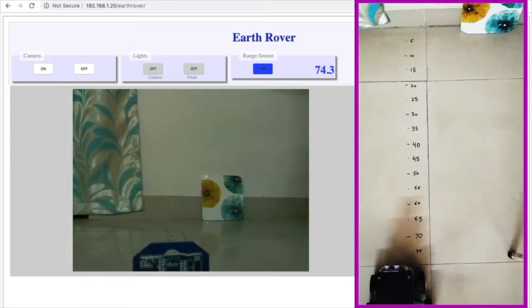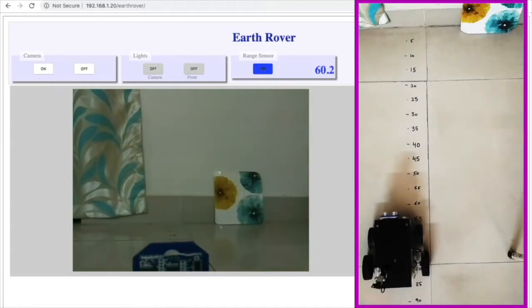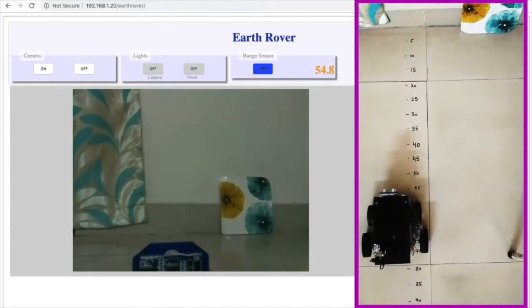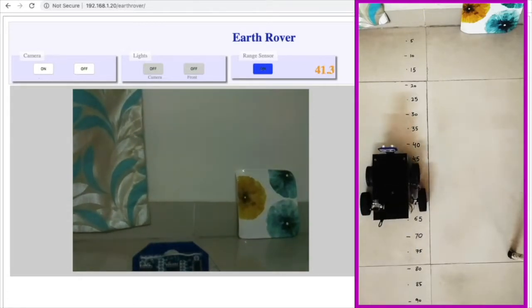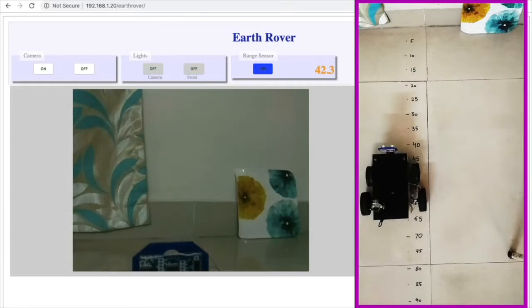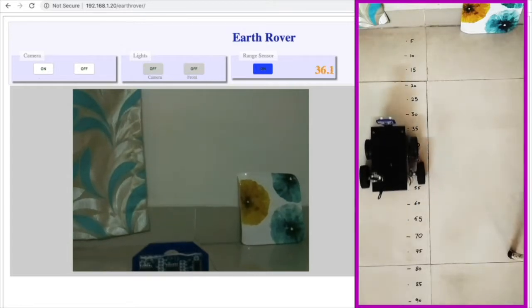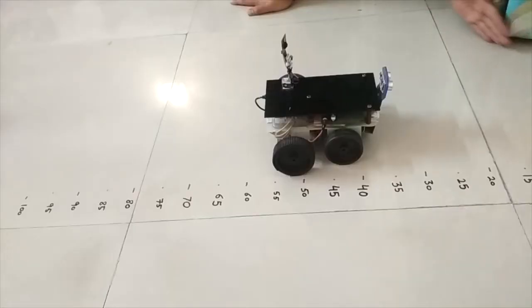As the rover moves towards the wall, the distance reading on the GUI reduces. And the same can be compared with the actual scale on the ground, which is quite accurate. If the distance between the sensor and the object falls below 30 centimeters, the rover is programmed to move backwards on its own.